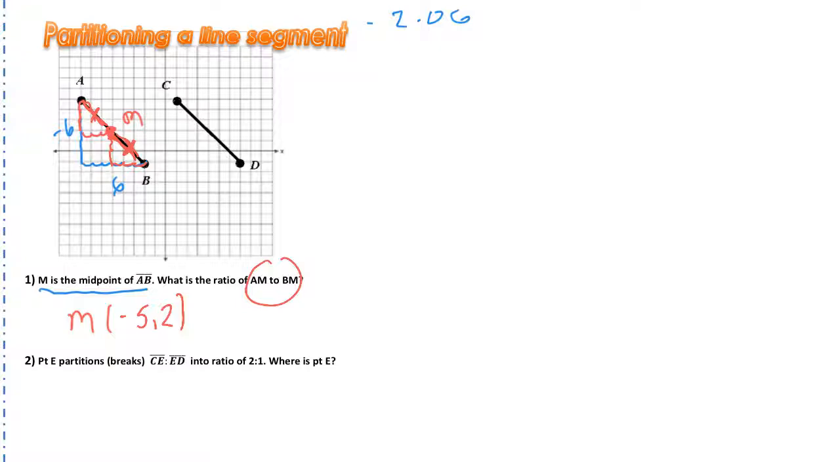The ratio of AM to BM is one piece is equal to the other. It's a 1-to-1 ratio. And I'm cutting my line into two pieces. So one piece, two pieces. So that's why the fraction, when I cut a line, is 1/2.